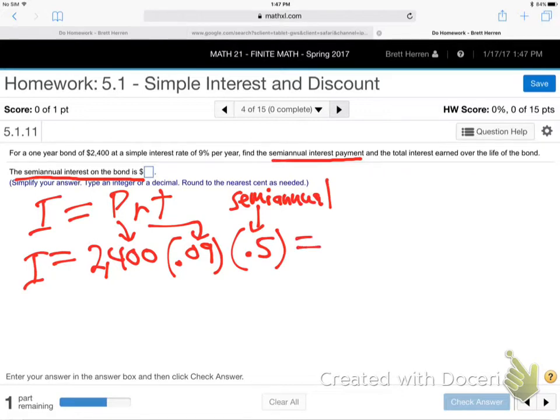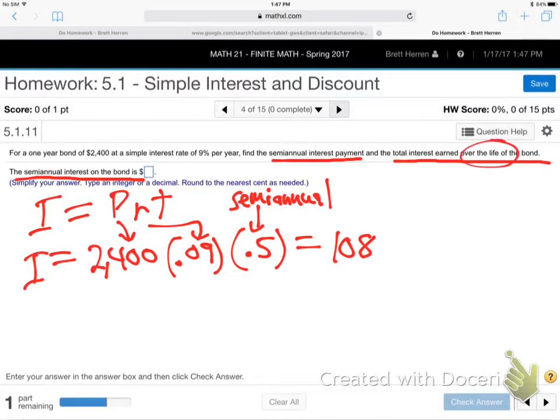So 1,200, what's that, about 10%? So it's about just under 120? Under 110, 108, just that exactly? Yes, 108 exactly. Okay, 108. And then the second part, I won't show it here, but they're going to ask you for the total interest over the life of the bond.